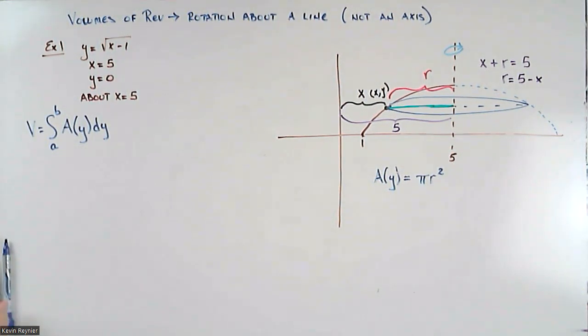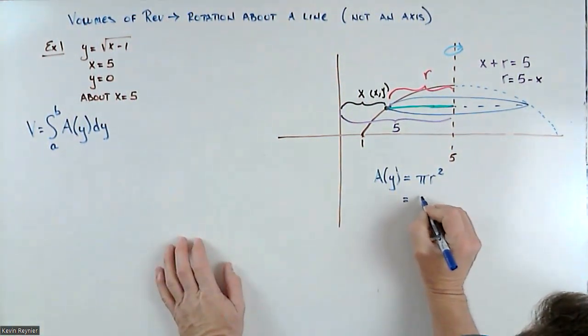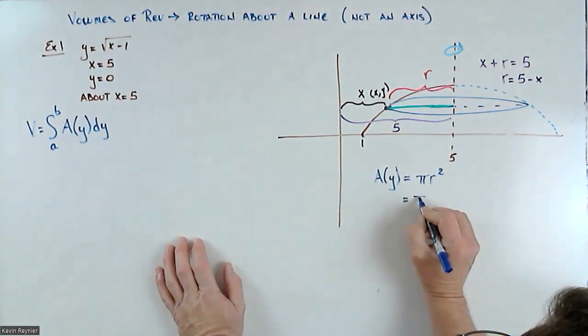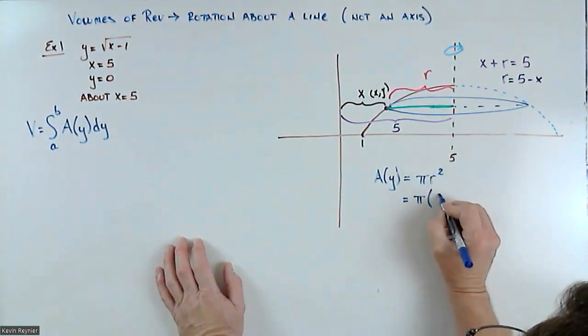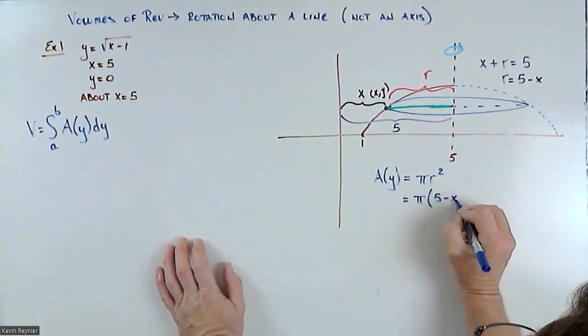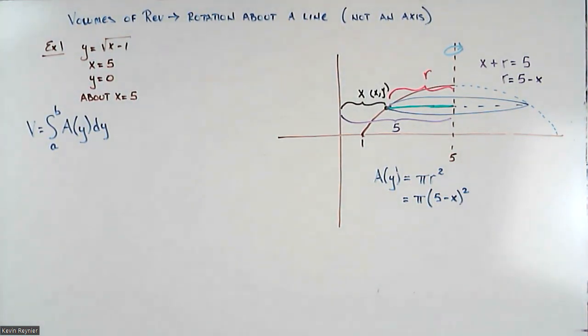I can now come back over here where I have set up my equation, and I now know that my area function is pi times r squared. That's going to be 5 minus x quantity squared. This will work every time.